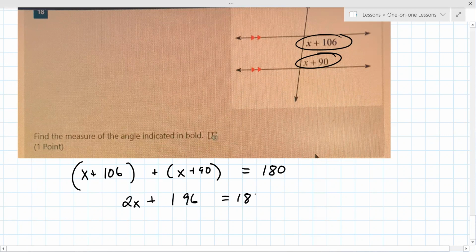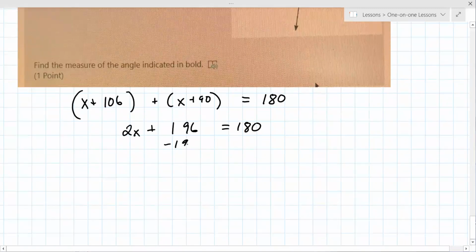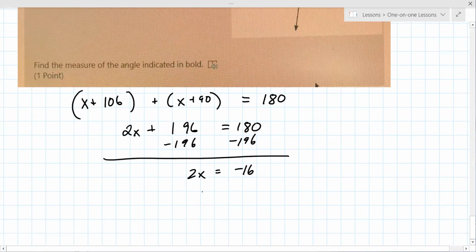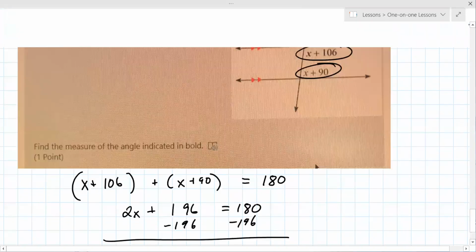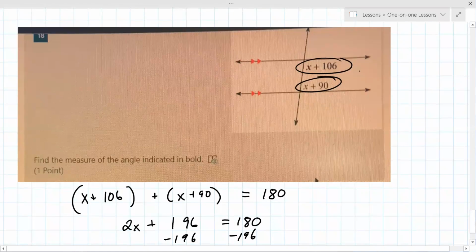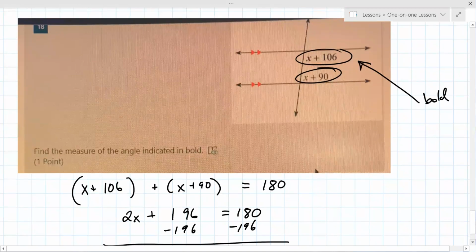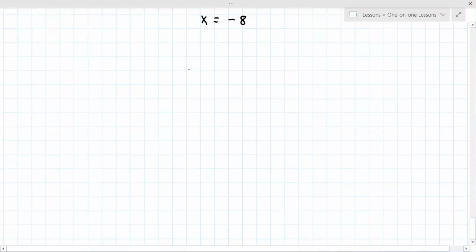So it's 2x plus 196 equals 180. We're going to subtract 196 from both sides. So that's 2x equals negative 16. Divide by 2, so x equals negative 8. It's not asking for x, though. It says find the measure of the angle indicated in bold. This looks like the bolded one here. Yeah, the top one. So we're going to put negative 8 in for x. So it's negative 8 plus 106 for the bold one. That gives you 98 degrees.